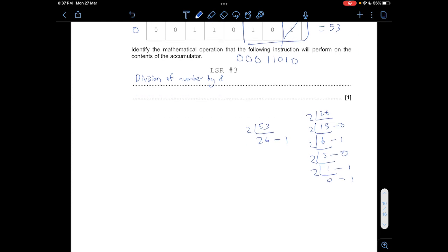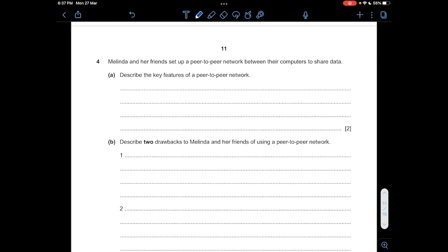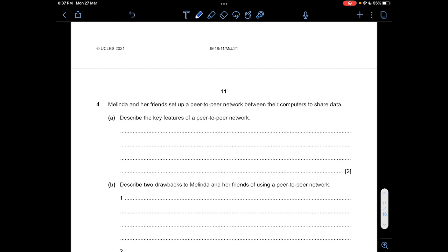All right. I'll move on to question number 4, which is Melinda and her friends set up a peer-to-peer network between their computers to share data. Describe the key features of a peer-to-peer network. So in a peer-to-peer network, you essentially connect one computer to another. So let's say I have this computer, I connect it to another computer with one cable, and then I connect to another computer with another cable, and this goes on and on with all different computers, right?